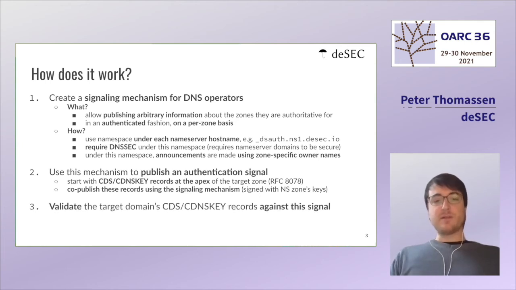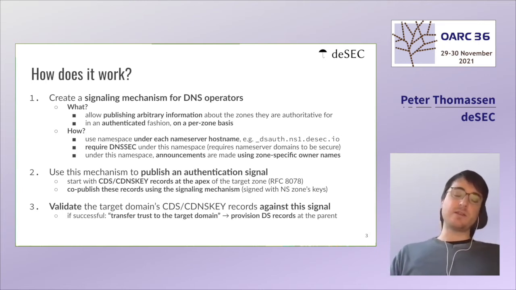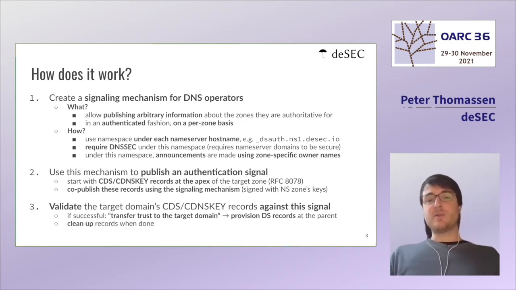Once the parent does that, they can check whether everything validates, and check this against all the different name server host names that are provided in the name server record set. And if all is fine, trust can be transferred to the target domain. That's how we call it. So you could take these CDS records and CDNSKEYs, construct a DS record set from that and publish it at the parent. One important thing not to forget is to clean up the records when you're done, to keep the bootstrapping zones small.